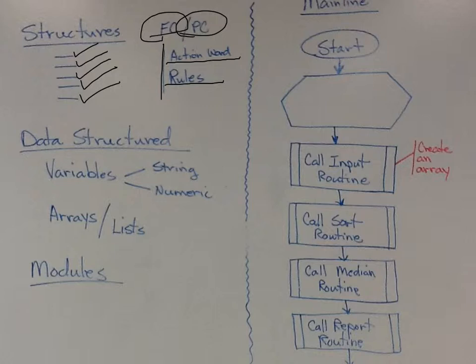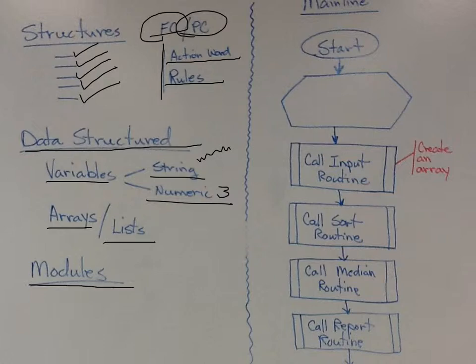We talked again a little bit about data, how it's structured. Okay. We reviewed variables, whether they're string or numeric. Whether they represent a string of characters or they represent maybe a number. And then we reviewed a little bit on arrays, sometimes referred to as lists. And then we talked about modules again, what we had talked about in the past.